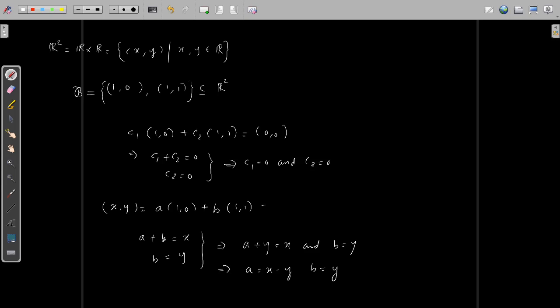So this shows that any (x, y) is equal to (x minus y) times (1, 0) plus y times (1, 1). This shows that any (x, y) can be written as a linear combination of (1, 0) and (1, 1). Now the set {(1, 0), (1, 1)} forms a basis for R2. So this is an example for basis.